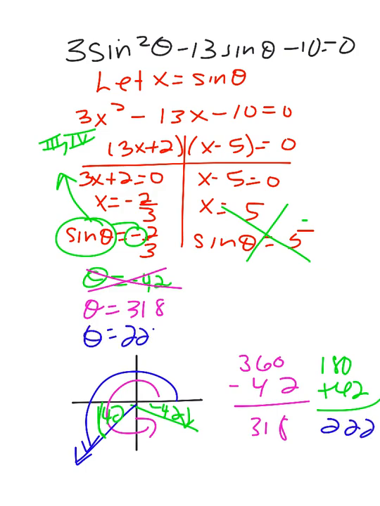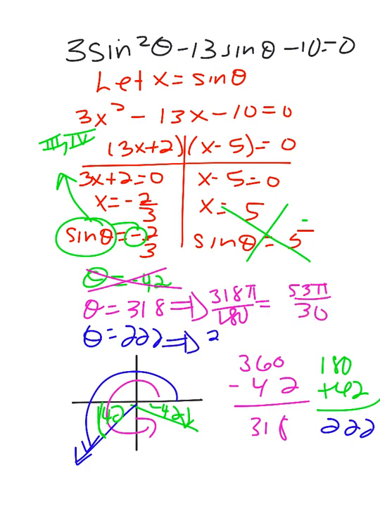Now this says in radians if you look at the interval, so I have to change everything to radians. So that's 318 pi over 180. Reduce the 318 and 1 over 180. Reduces to 53 pi over 30. And 222 pi over 180. We reduce 222 over 180 to 37, and that'll be pi over 30.